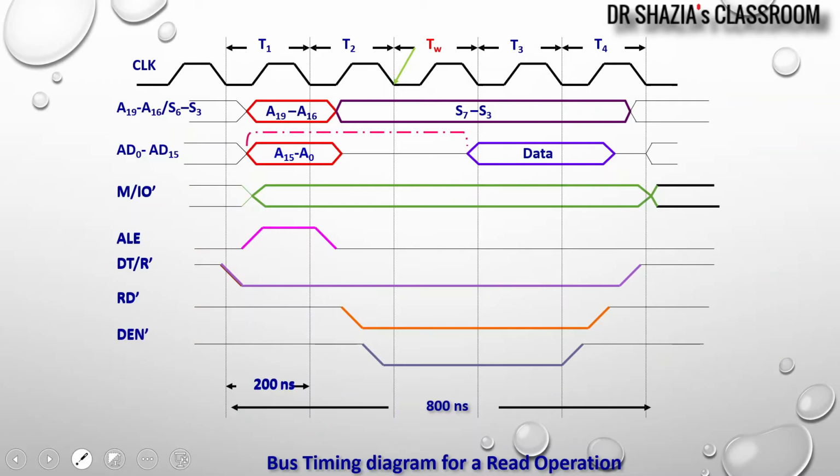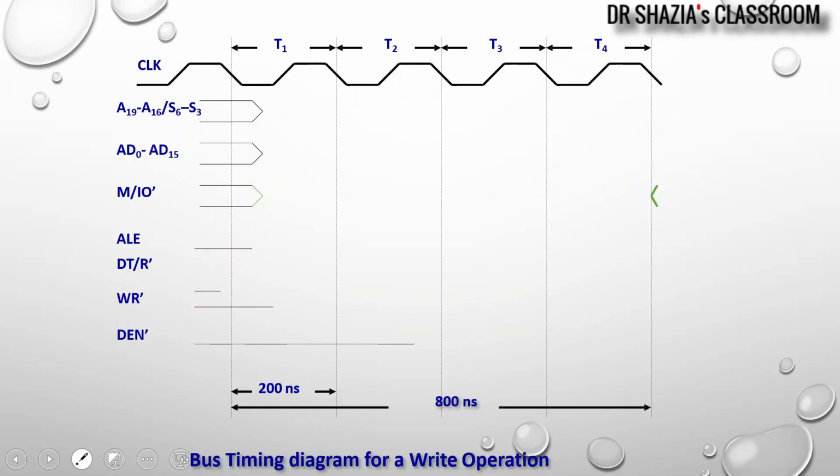So, it is illustrated here. After the T2 state, the processor will check for the ready signal. If the ready signal is high, the processor will go for the T3 state, or data will be available. If the ready signal is low, the processor will insert a wait state. Now, we can have one wait state or multiple wait states.